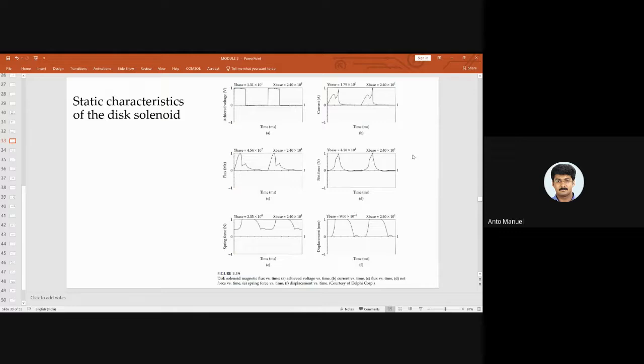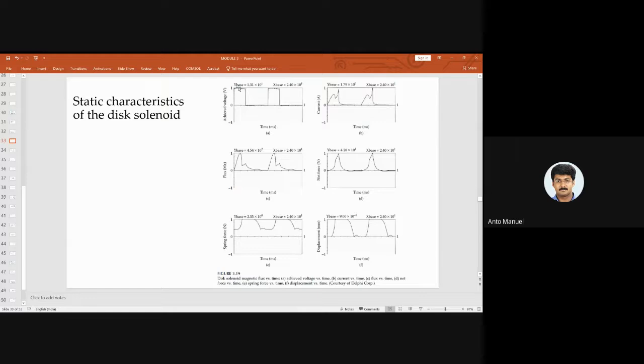And the disk solenoid, when we are applying the voltage, and normally if we are applying the pulse, we have already discussed, like in the case of PWM, we are applying a high pulse, and then we are applying a low pulse, high and low. And what are the changes happening in sense of flux? The flux is increasing up to a peak, then decreasing, and it's moving to the stationary position.